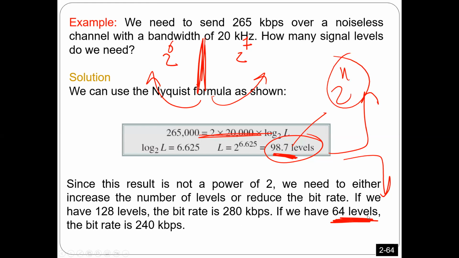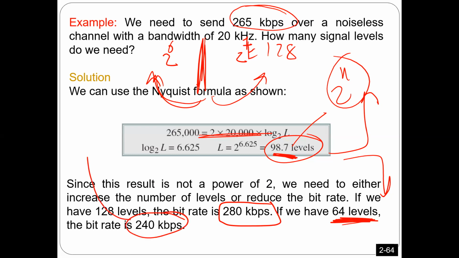If you select 2 to the power 7, which is 128 levels, you are going to get 280 kilobit per second instead, which is more than what I'm looking for, 265. The other option is a lower number of levels, 64 levels. In this case, I'm going to get 240 kilobit, which is less than this one. So given this bandwidth, you can't get the exact value. It can be greater or it can be less.